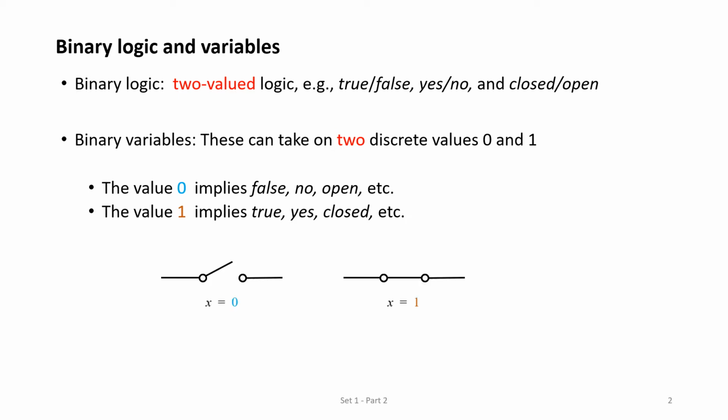In the diagram, x equal to 0 indicates that the switch is open. That means there is no path for current to flow. On the other hand, x equals to 1 is for switch closed. That means there is a path for current to flow.